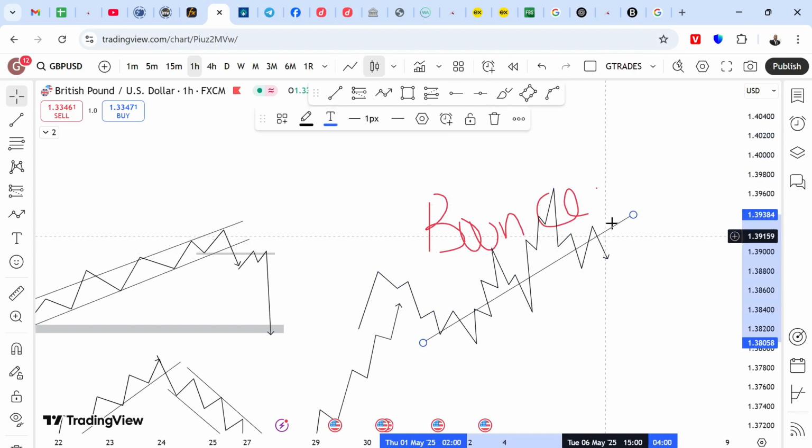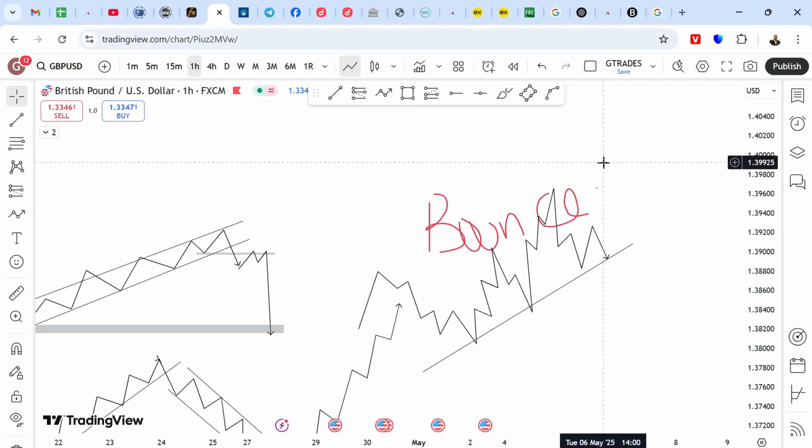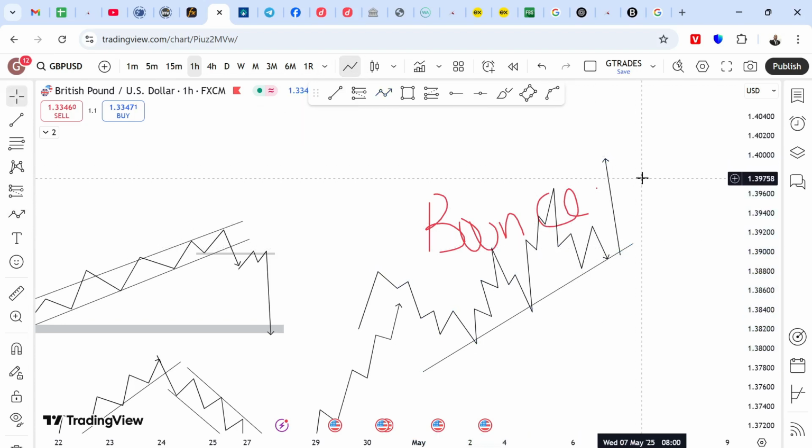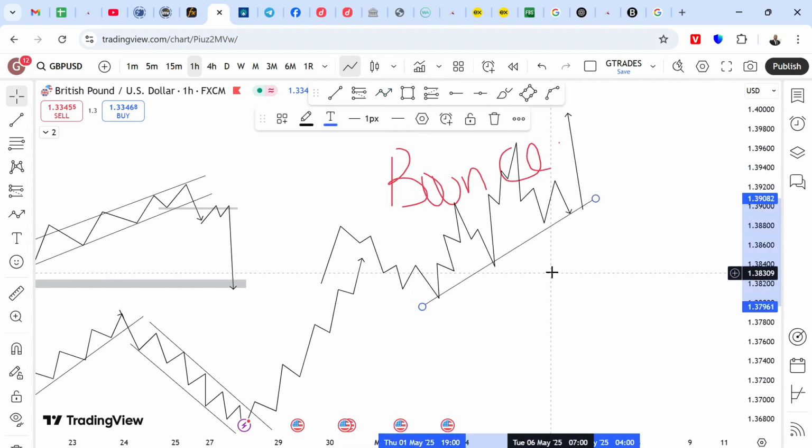So this is what we call a trend line bounce. Meaning that each time the market bounces on the trend line, what you have is a buying opportunity. The moment price bounces on this trend line, what you have is a buying opportunity.